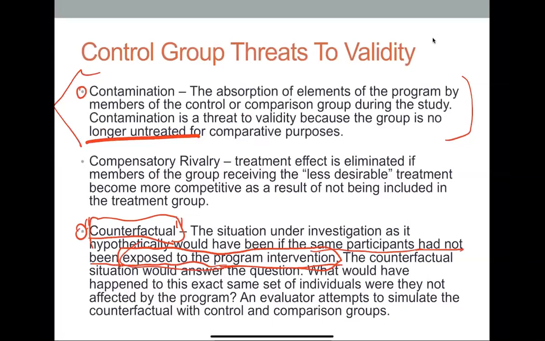And so it ends up becoming one of those scenarios where it's not necessarily going to be full and utter contamination of everybody, but the problem is you don't know to what extent that contamination occurs. The other threat to know is this idea of compensatory rivalry, right? The group in the control group seeing themselves as receiving this less desirable form of treatment or the absence of it, and then becoming more competitive as a result, right?